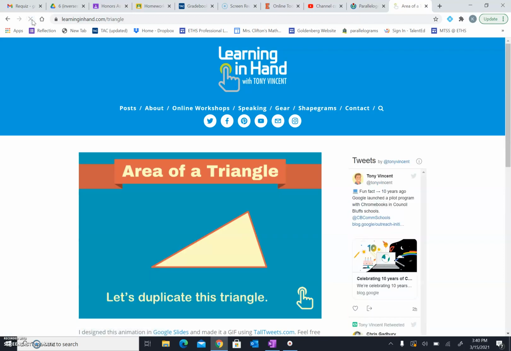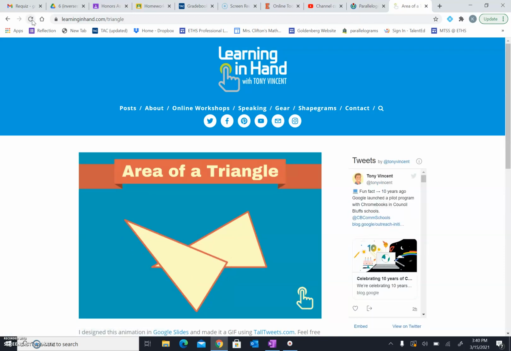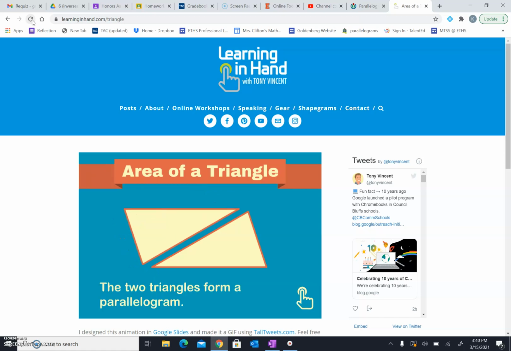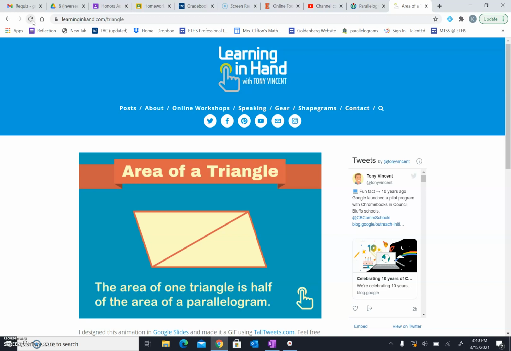I'm going to refresh it. Here we go. So if you take this triangle and you duplicate it, and you take the duplicate and turn it around to kind of fit in like a puzzle piece, notice when you put it down there, the two triangles make a parallelogram. And I'll show one more time just to see it a second time.